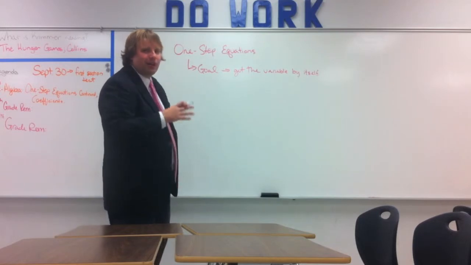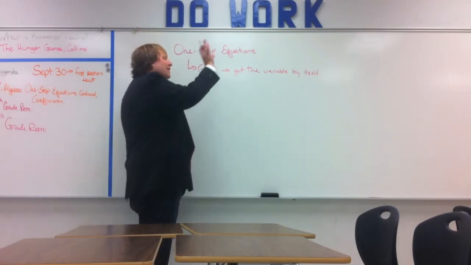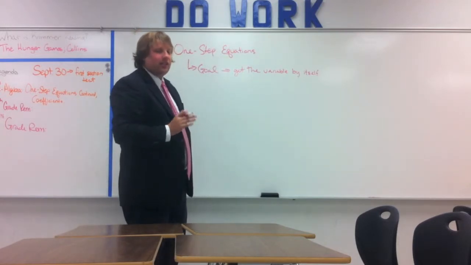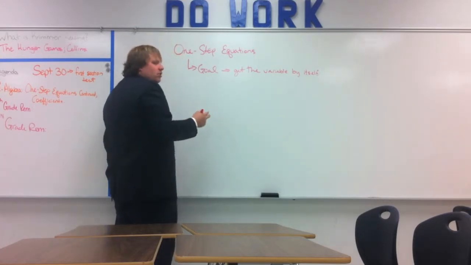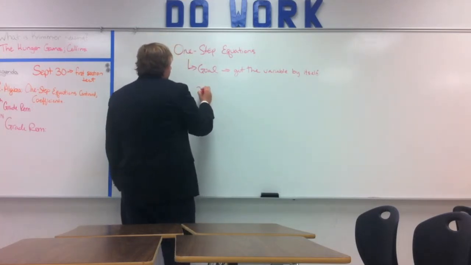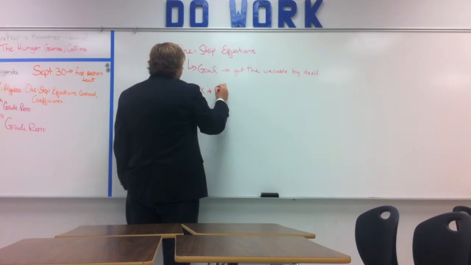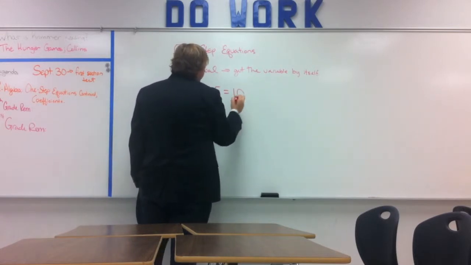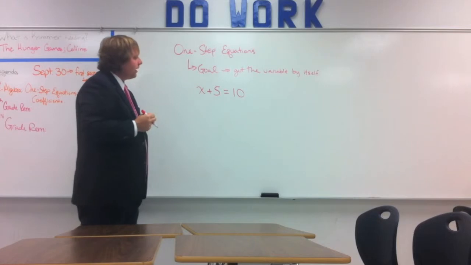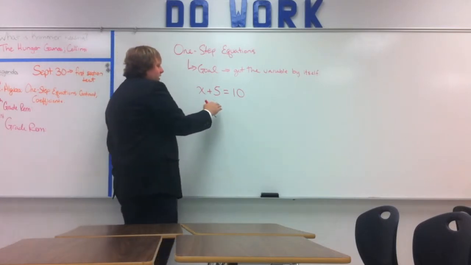We want to get all those annoying numbers on the other side of the equation, on the other side of the equal sign. So let's start with something basic. Let's start with x plus 5 equals 10.